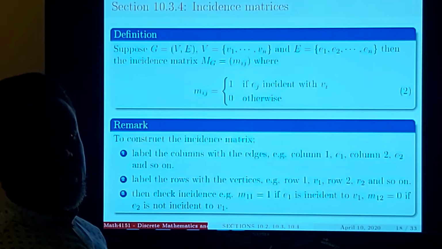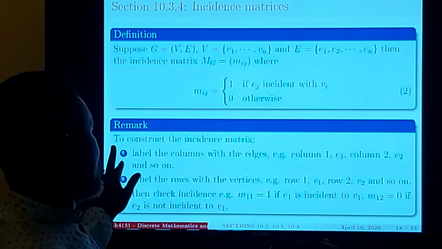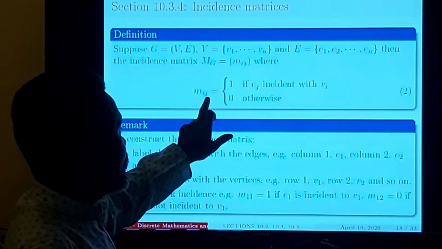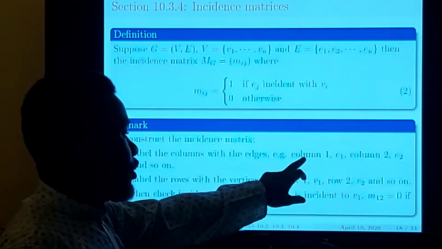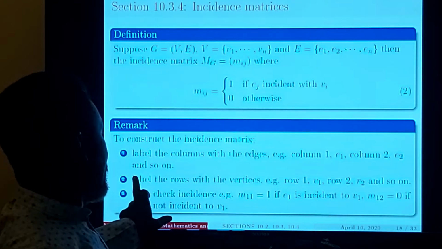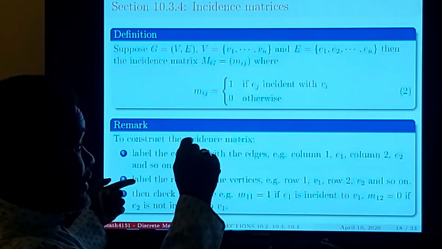A quick way of thinking of this: to construct the incidence matrix, first label the columns with the edges. For example, column 1, you write E1. Column 2, you write E2. Column 3, and so on. Then, label the rows with the vertices. Remember, the rows are the ones that go like this.